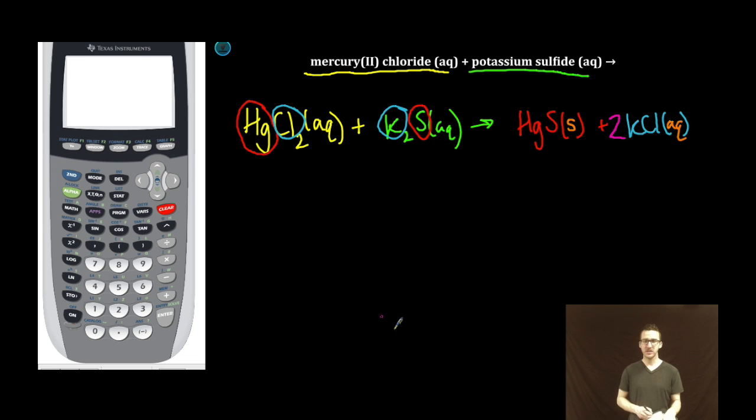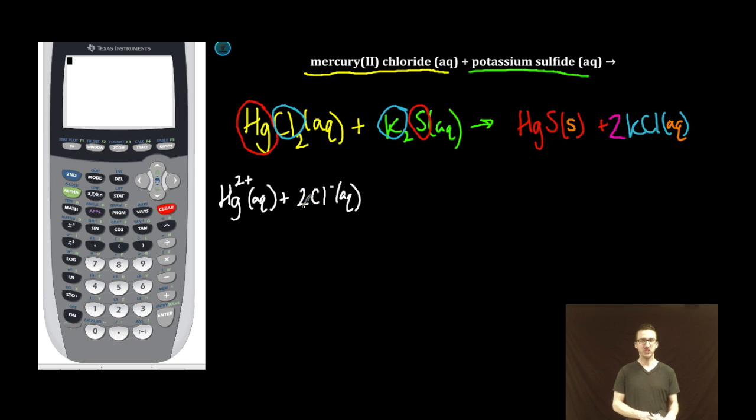The very first thing I'm going to do is write the complete or total ionic equation, where all aqueous compounds are split apart into their ions, all solid precipitates are kept together. So as I think about this, an aqueous solution of mercury 2 chloride is really going to consist of aqueous mercury 2 ions and aqueous chloride ions.